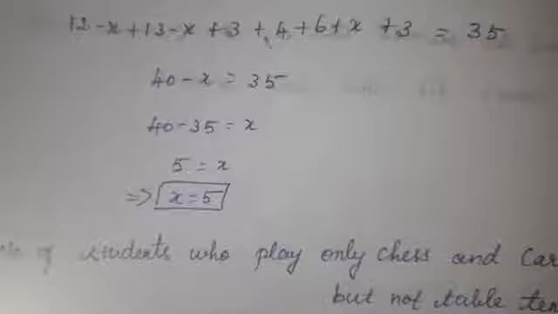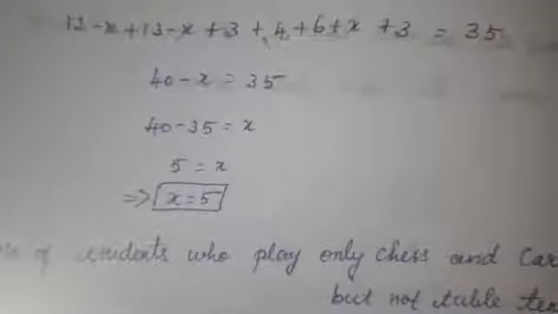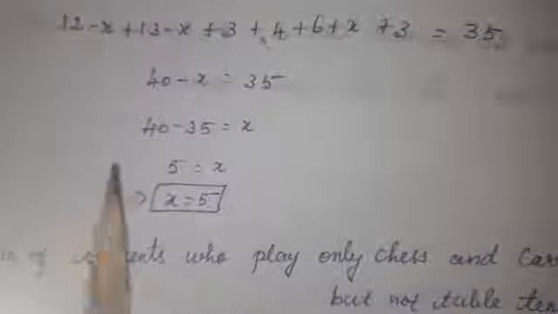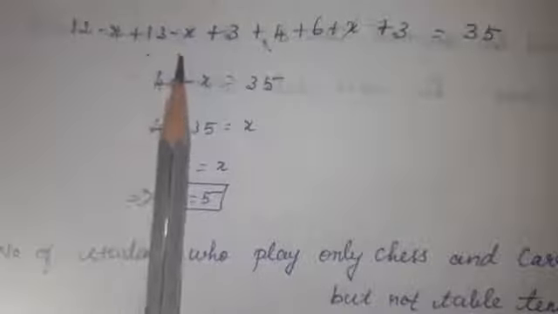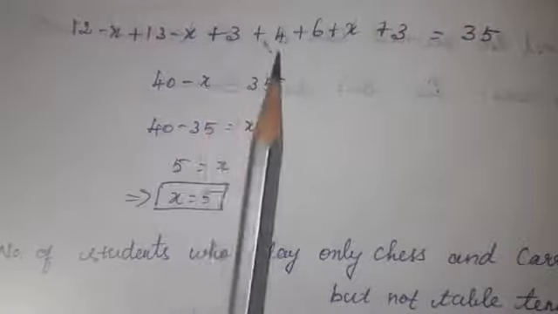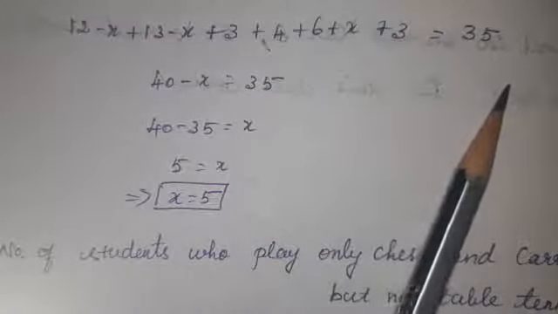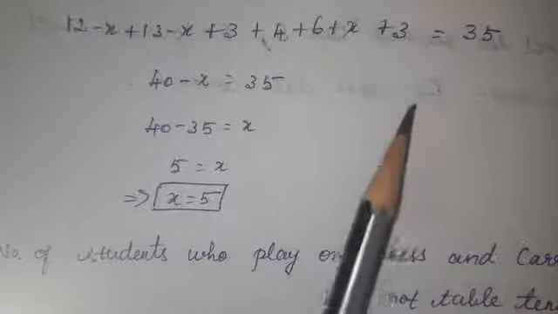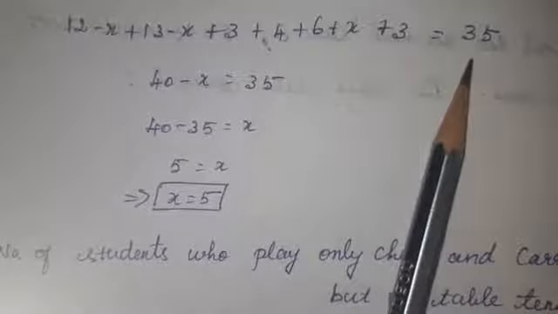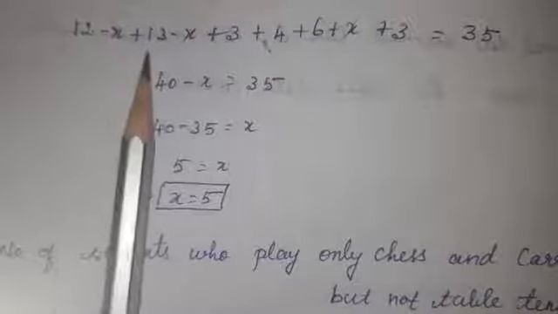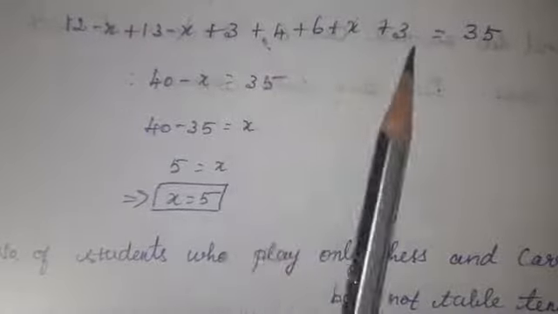Our question is to find the number of students who play chess and carom but not table tennis. So I am adding in the diagram, we have got that answer now. That answer you should add. 12 minus X plus 13 minus X plus 3 plus 4 plus 6 plus X plus 3 is equal to 35. 35 is the total number of students who play. You add these numbers 12 plus 13 plus 3 plus 4 plus 6 plus 3, you will get 40.